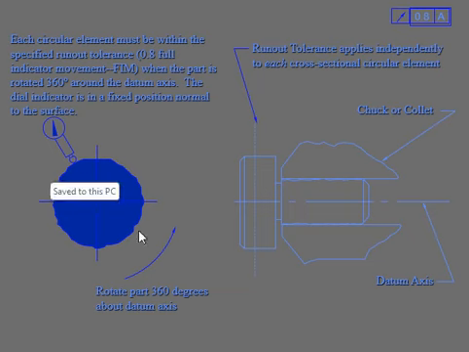Your circular element, meaning all these little points on that surface, has got to be within that specified runout tolerance of 0.8 right there. Your full indicator movement, which is this guy, is called FIM, full indicator movement, and that's 0.8 because the tolerance has got to be in that range. So the dial indicator is in a fixed position, and again normal to that surface.